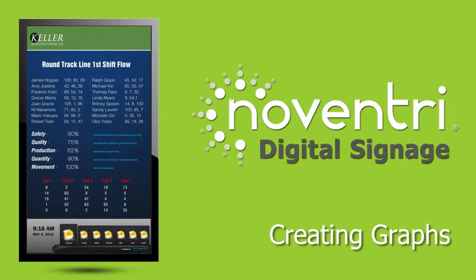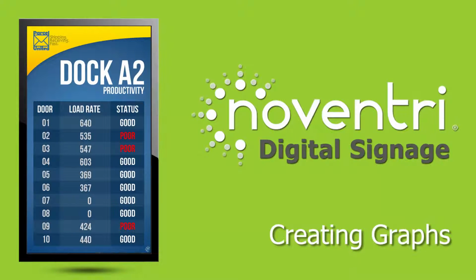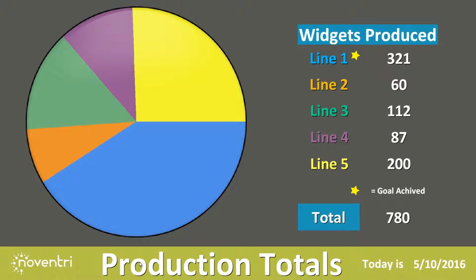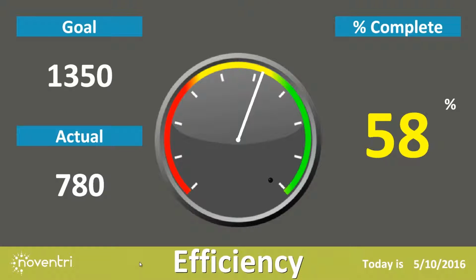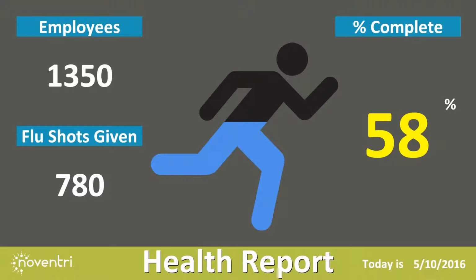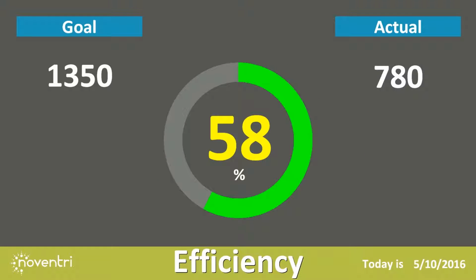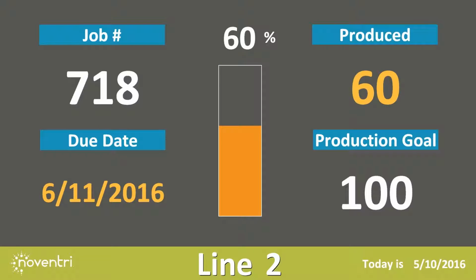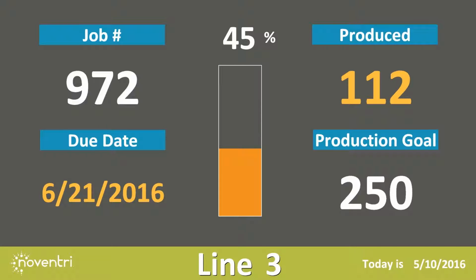Using Noventri Suite and database image regions, it is possible to create bar graphs, pie charts, gauges, and more that update automatically by pulling information from a database. This is a great way of helping your audience visualize data and stay current with metrics pertinent to them. In this tutorial, we'll demonstrate how to make a simple bar graph.